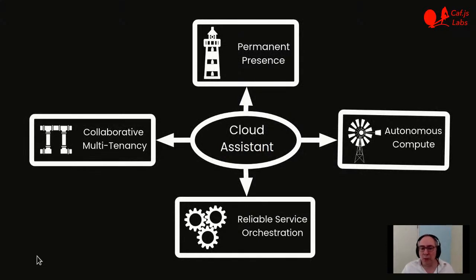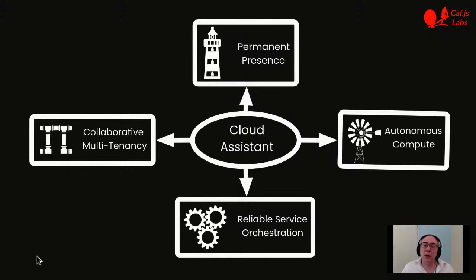So going back to your question, Faraz, a cloud assistant provides 4 important features to your app. The first thing it does is provide permanent presence for devices and also for application instances. The second thing it can do is autonomous compute, which allows you to launch long-term activities in the cloud that could last years.